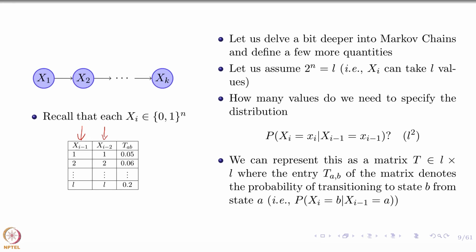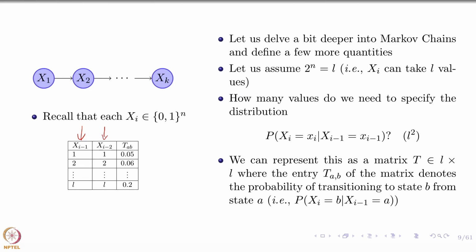And we can actually represent this by a matrix of size L cross L, and we'll call this a transition matrix. Why transition matrix? Because it tells us, given a state A at time step i minus 1, what is the probability of transitioning to state B at time step i? Is that fine? So that's why I'll call this a transition matrix. It is a huge matrix. It has L cross L, which is 2 raised to n cross 2 raised to n entries.